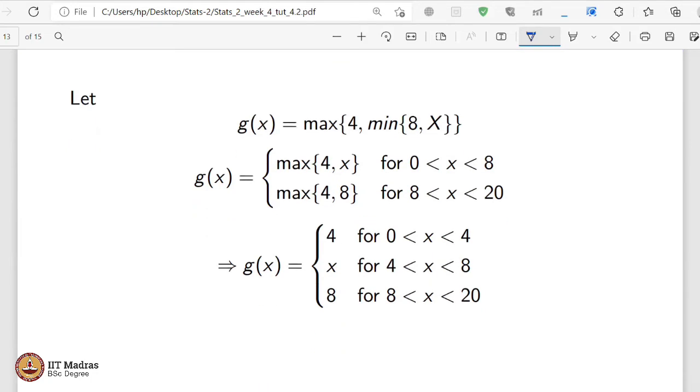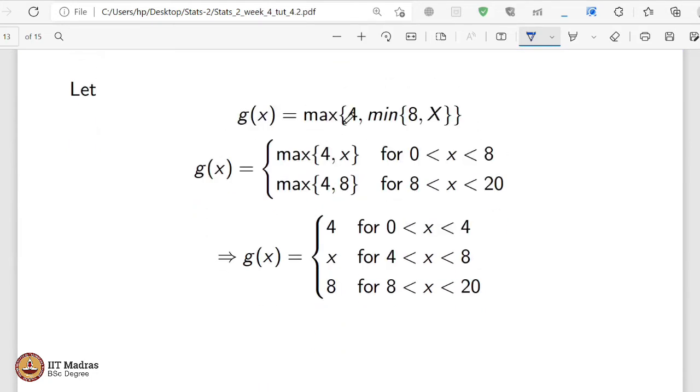So these are the three options. Now we just have to get, so this was defined as y, and y was maximum of 4 comma minimum of 8 comma x, right? So this can be split into two forms. First, as we have to get the minimum of x comma 8, when the values of x will be from 0 to 8, the minimum of 8 comma x will be x, right?